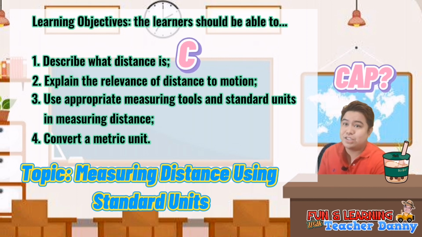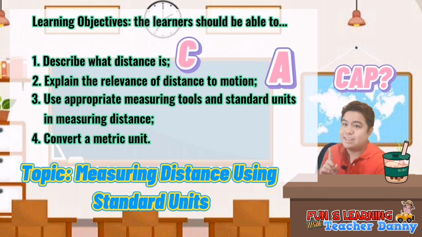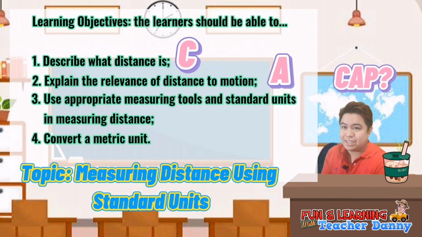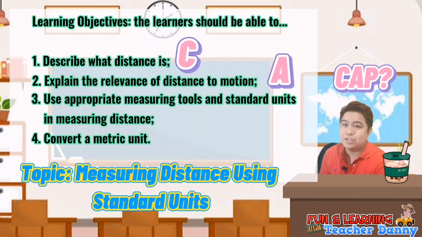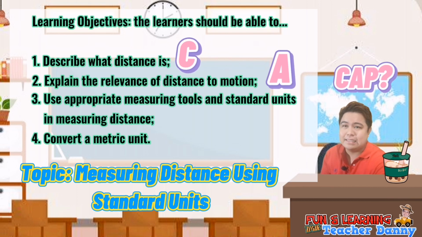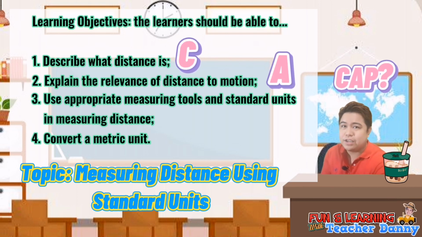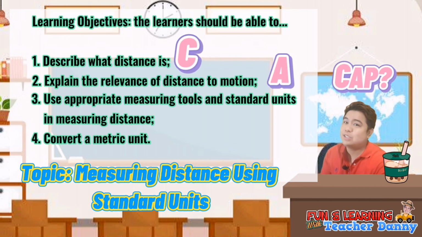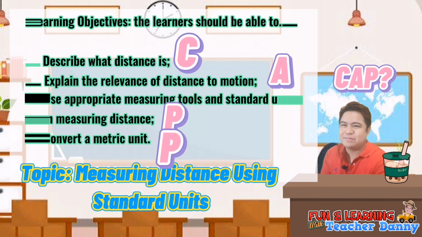So where does this objective belong? Is it cognitive, affective, or psychomotor? Good. It is already in the affective part since the relevance of the subject matter is being identified and explained. The third and the fourth allow the children to coordinate their cognitive skills into practice. That's why these belong to psychomotor. Good.